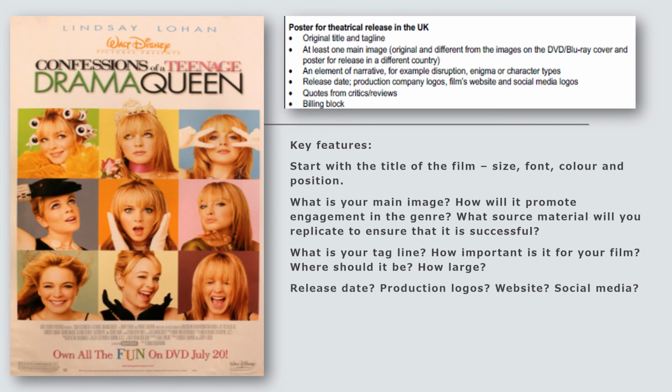Where are you going to place the release date, production logos, the website link, and the social media links? If it's a theatrical poster for teenagers, would that mean the social media links should be a lot more prevalent, and then perhaps one for an older audience or a more established genre? And remember to leave space for the billing block, which, as you can see from all the examples, is normally at the bottom of the page in a very small font.